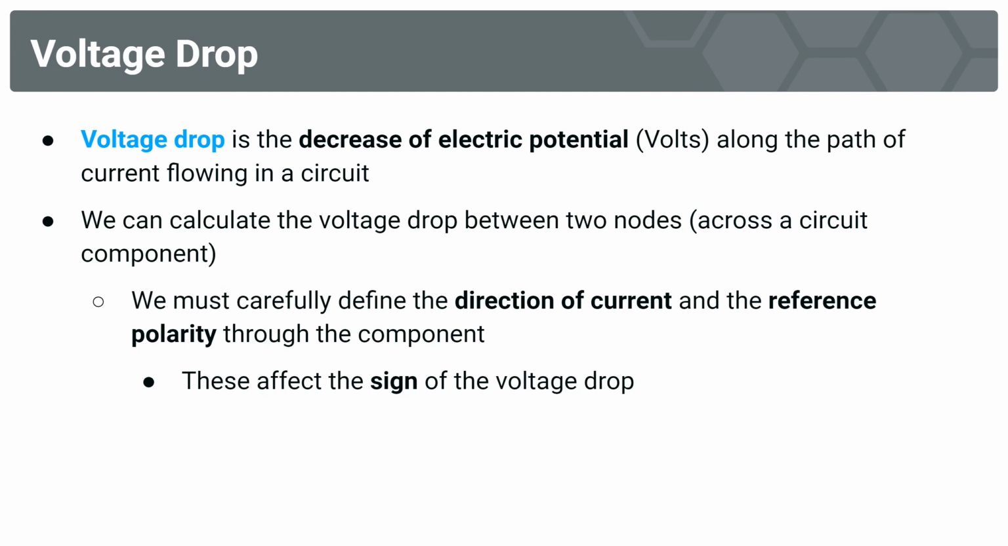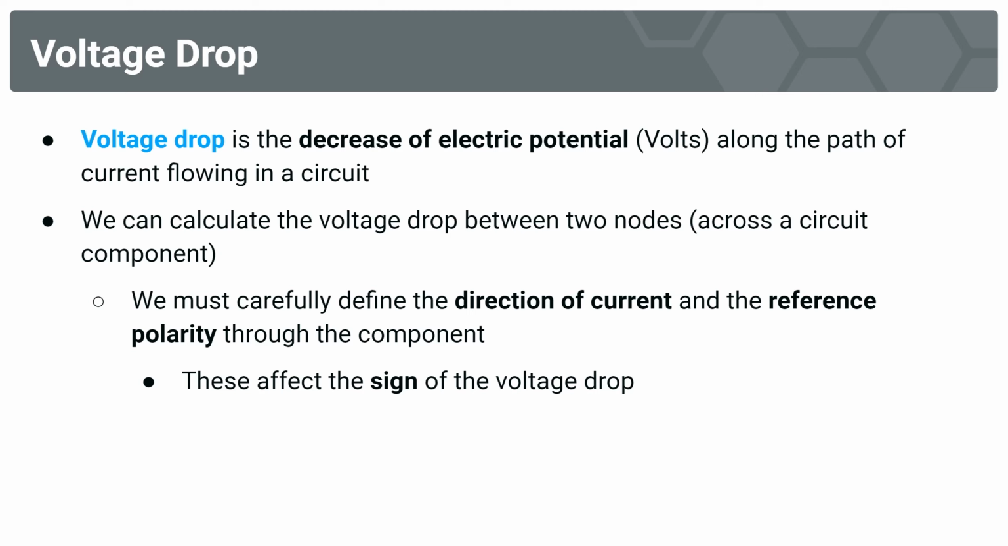So we've talked about nodes, we've talked about branches. Now we need to explain voltage drop. It's the decrease of electric potential, the decrease of volts along the path of current flowing in a circuit. Now, why is voltage drop important to us?